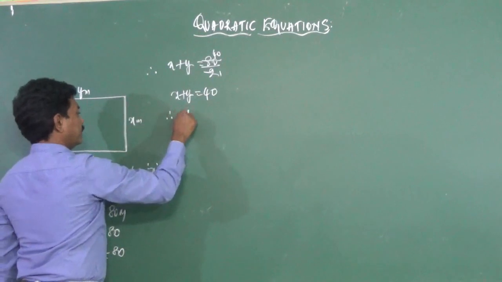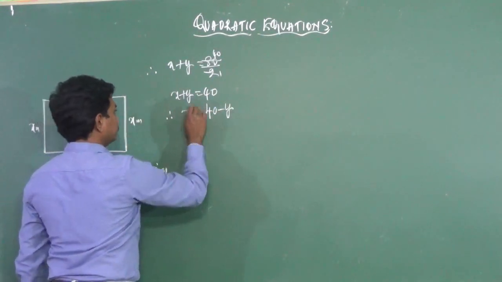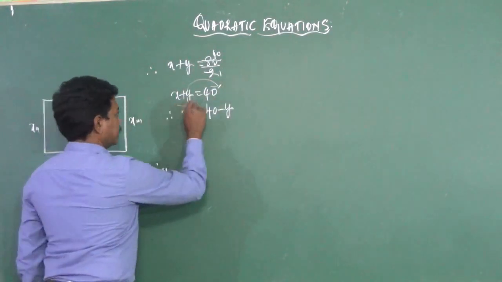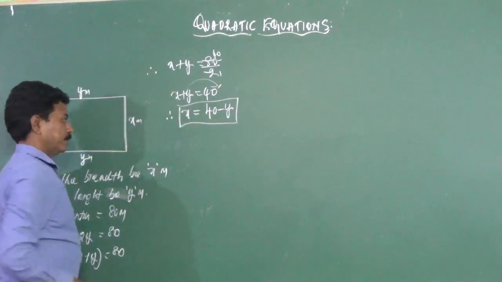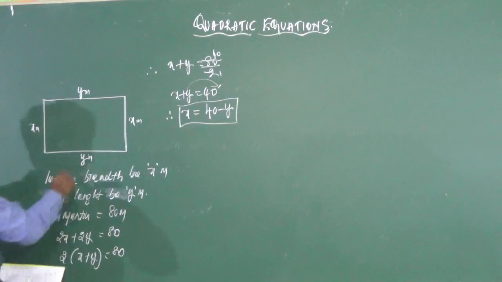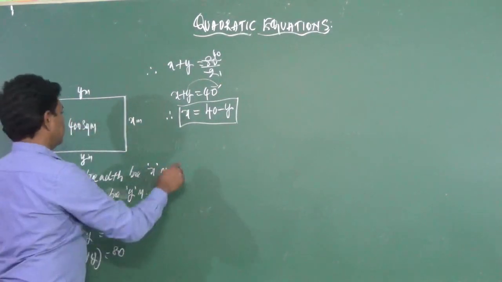So therefore x is equal to 40 minus y, as this y goes to the RHS. Now, the area is 400 square meters. So let us take this condition.